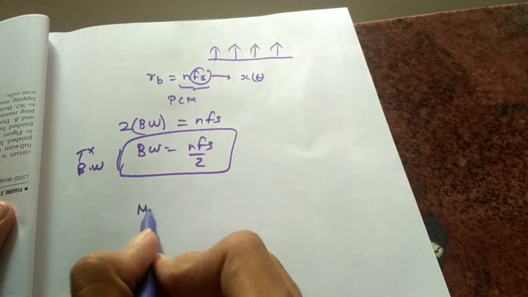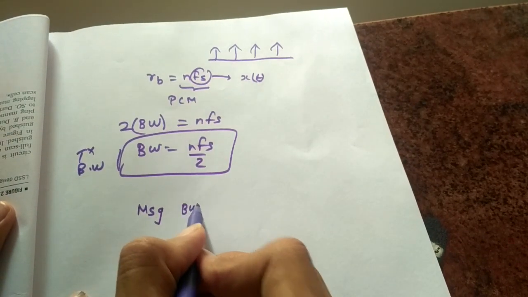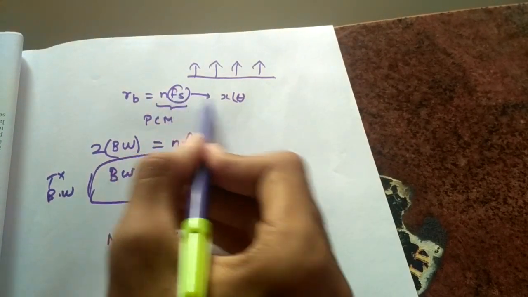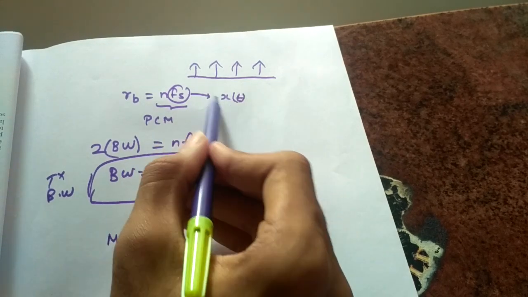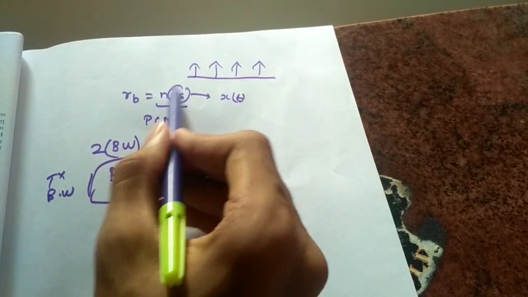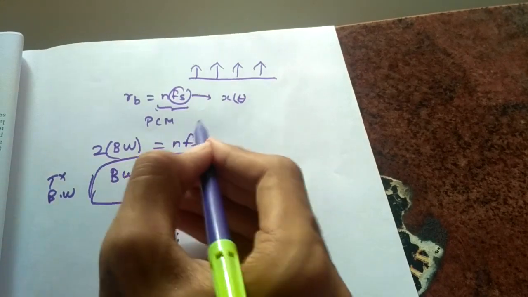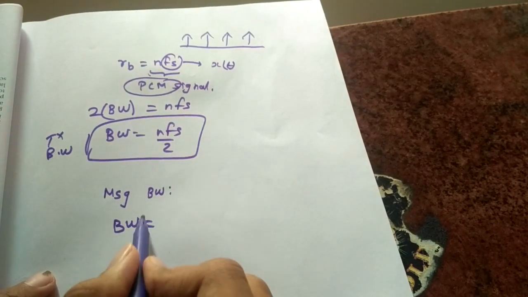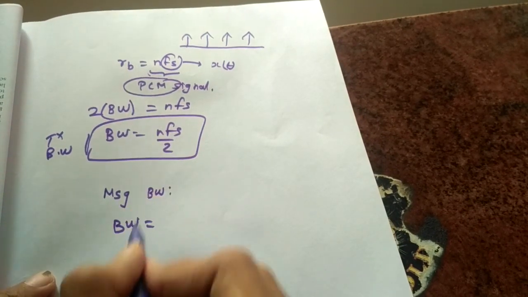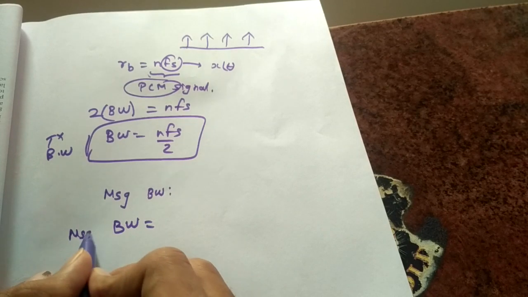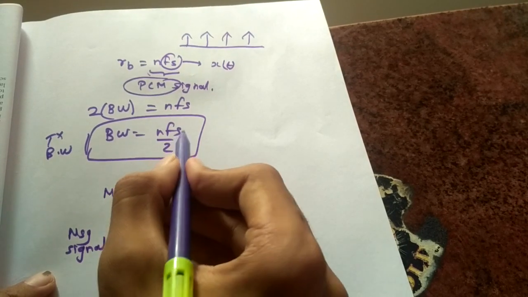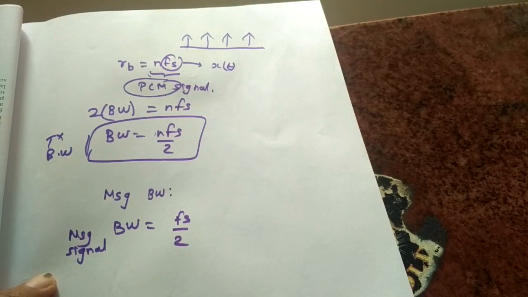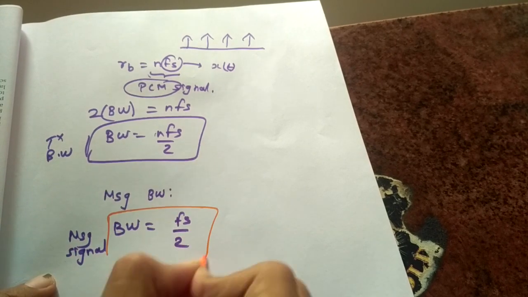If someone asks what the message bandwidth is, obviously we know that the message bandwidth is related to the sampling frequency of the message signal x(t), which is only Fs, right? It is not nFs. nFs is for the whole PCM signal. This is the only point to be taken care of. So the bandwidth of only the message signal will be given by this, but n will not be there, only Fs will be there, just Fs by 2. So these are the two important points to be taken care of. Thank you.